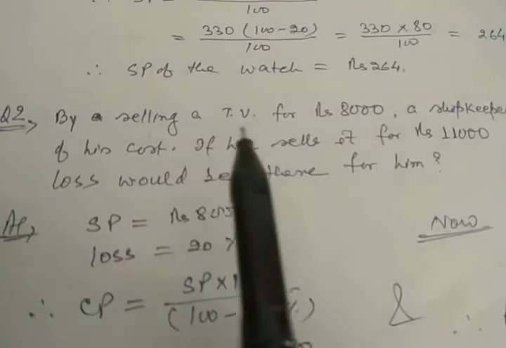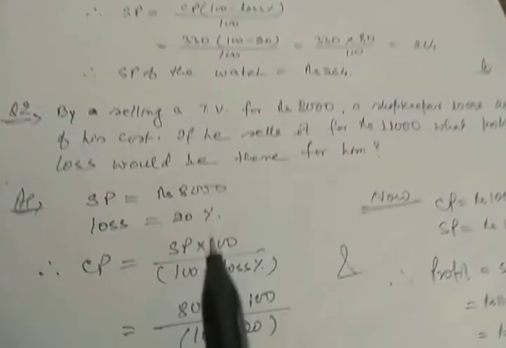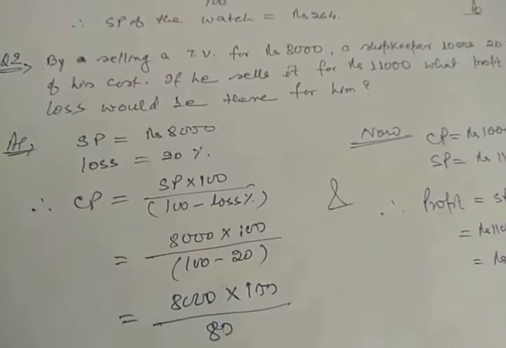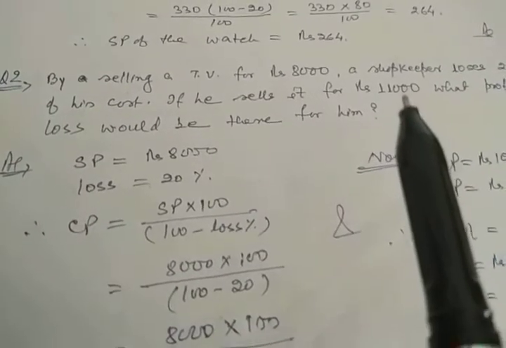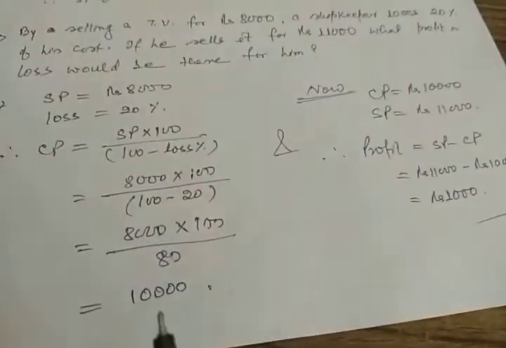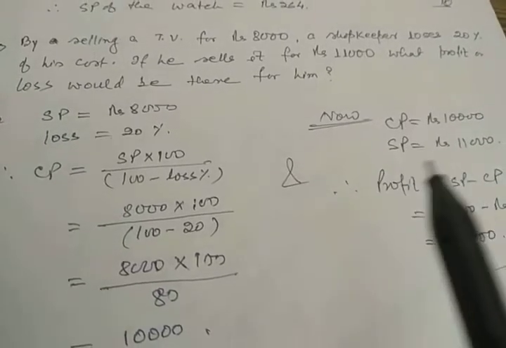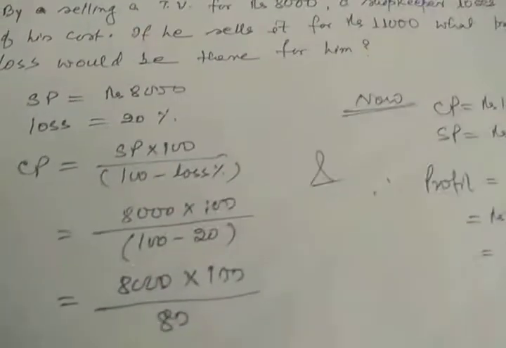Just see, by selling a TV for rupees 8,000 a shopkeeper loses 20%. So SP is given, loss is given, we can calculate the CP. Now the second case, if he sells it for rupees 11,000, what profit or loss would he get? So you know the CP, you know the new SP, and here we find that SP is greater than CP. So there will be profit of 1,000. Clear? Come for the next one.